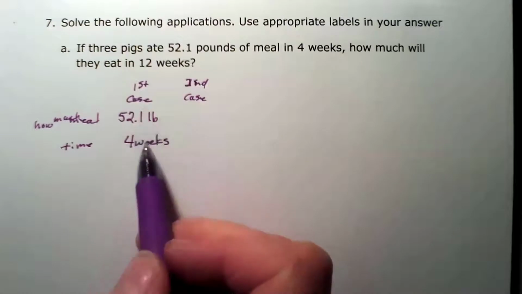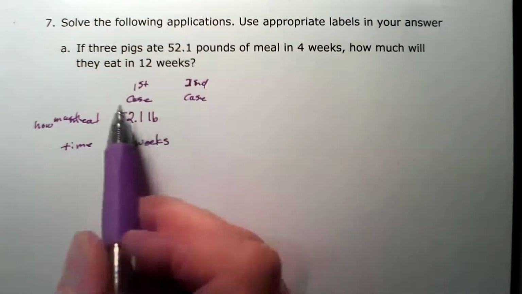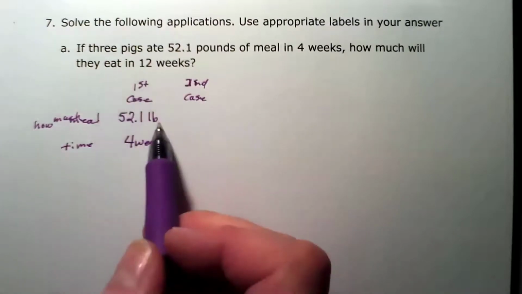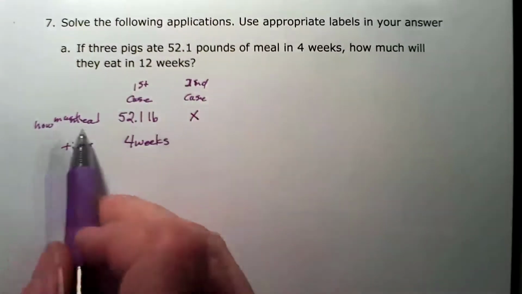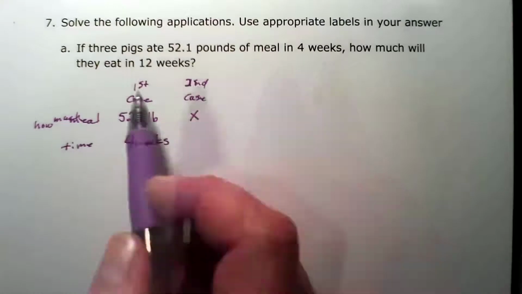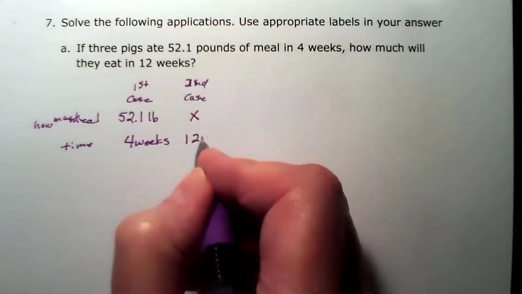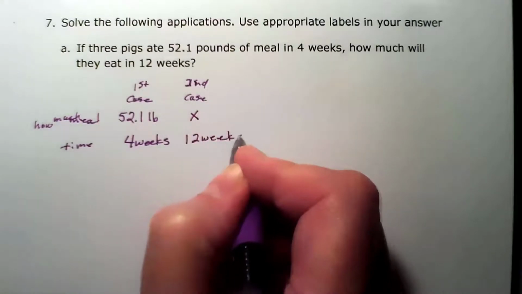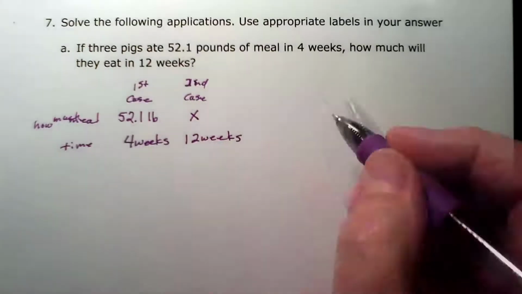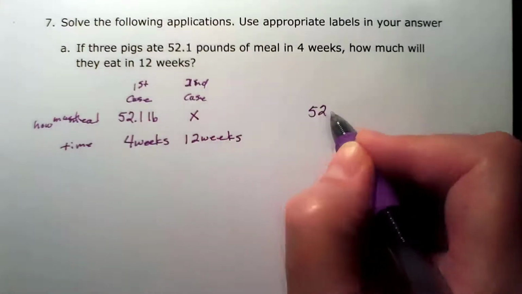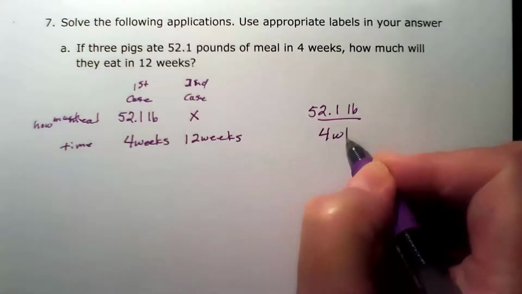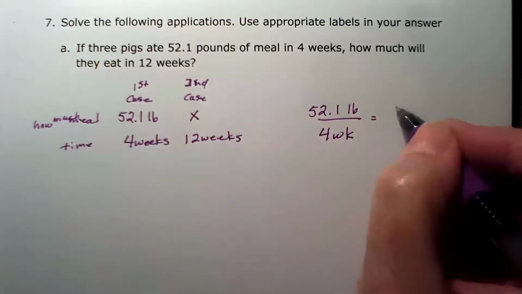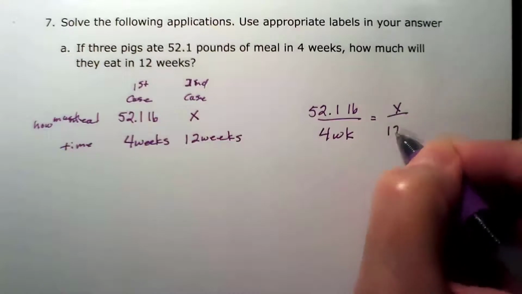And it says if they're eating at that same rate, how much will they eat? So this is what I don't know. I don't know how much they eat. How much meal are they going to eat in 12 weeks? So when I set it up like that, it's really clear to see that I have 52.1 pounds to 4 weeks should be equal to X over 12 weeks.